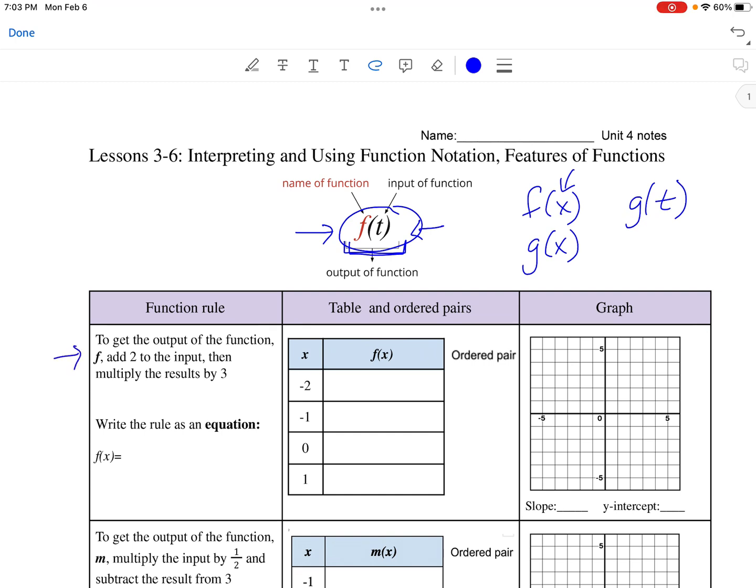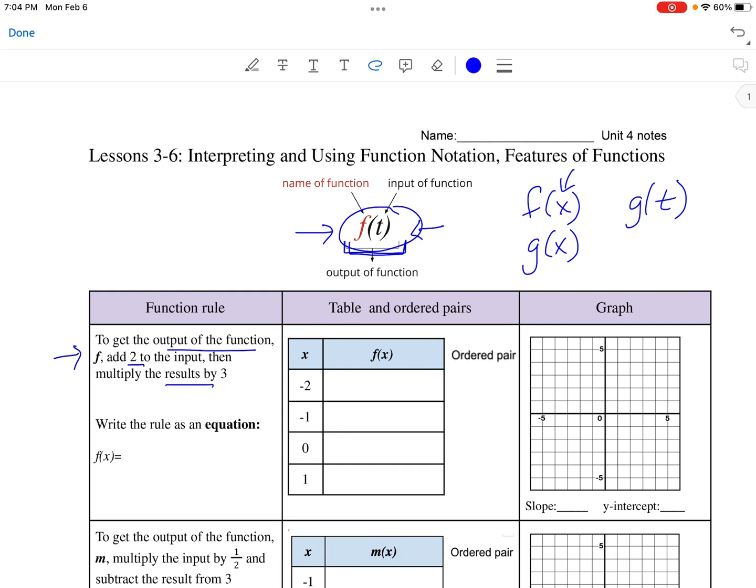So functions have function rules. And for this particular one, to get the output of the function, add 2 to the input, then multiply the results by 3. So pause and see if you can figure that out on your own.